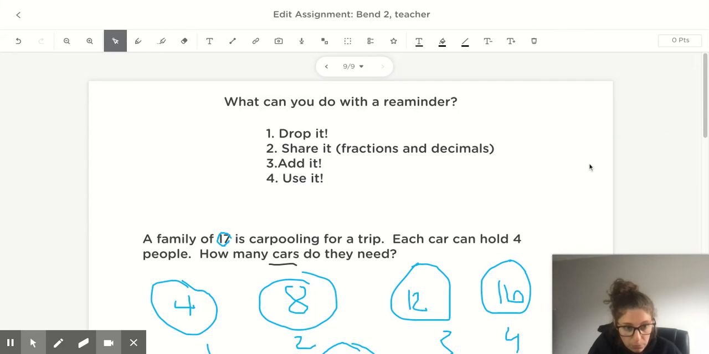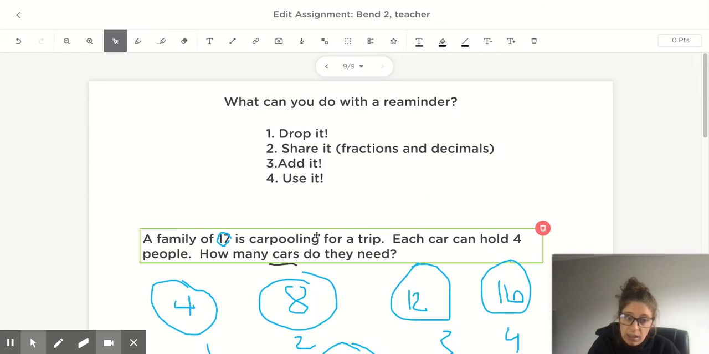You're going to practice a little bit more, and then you'll go into the lesson breakout room to do even more practice and get your mastery check. Good luck.